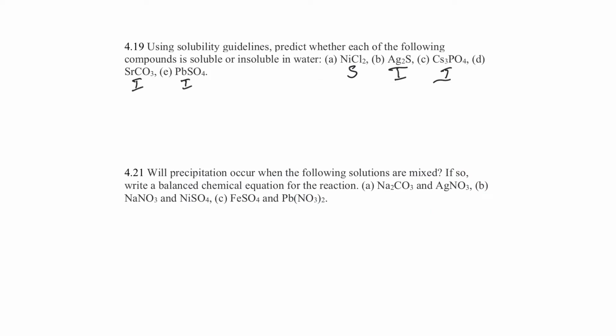Okay, number 21. Will precipitation occur when the following solutions are mixed? If so, write a balanced chemical equation for the reaction. All right, again, I need the swimming pool in order to know which are soluble. Anything that's soluble at the beginning and the end will be fine. Okay, anything that is insoluble will turn into making a product.